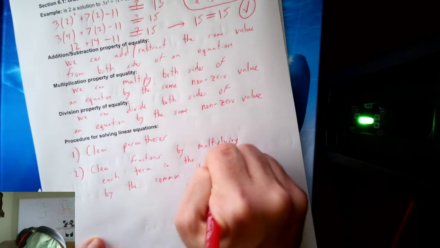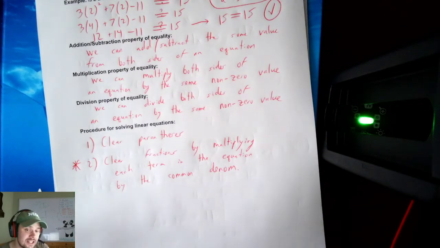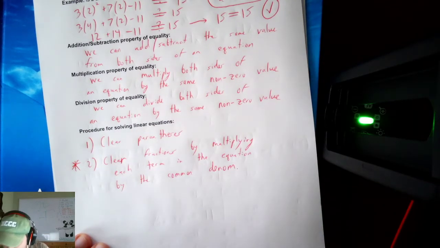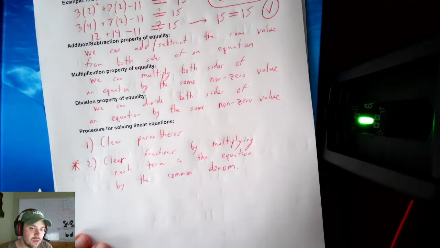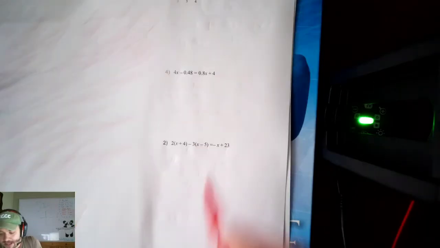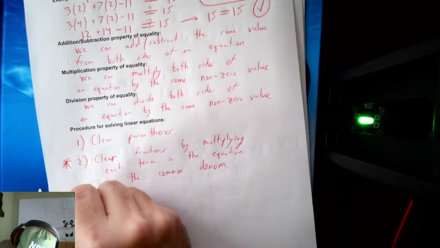And I'm going to abbreviate denominator denom. And I'm going to put a star because this step might sound weird until you see it. You want to clear fractions by multiplying each term in the equation by the common denominator. So I'm going to star that one because we'll be talking about that one in specific in a moment. See if we look ahead, it's right here. We'll be looking at it, right? So let's write number 3.